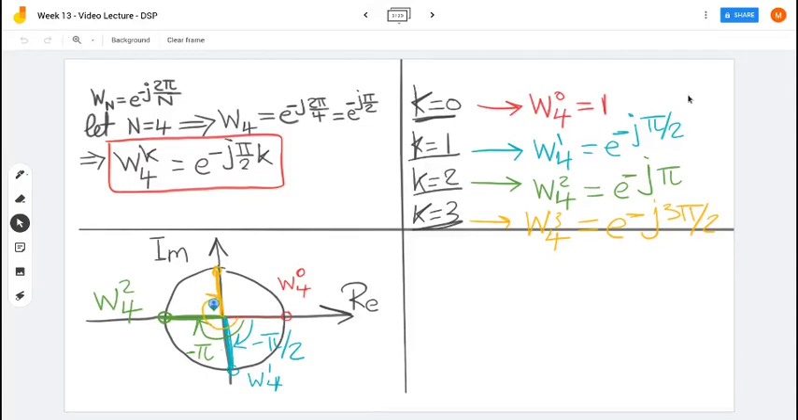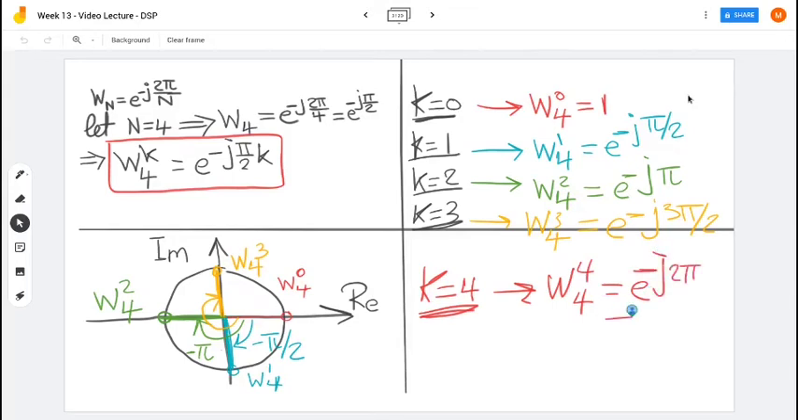And this would be W4 to the power 3. What about W4 to the power 4? What if we set k equal to 4? In this case, we will be having W4 to the power 4, which is e to the negative j 2 pi, which is 1. But 1 was W4 to the power 0. So as you can see over here, W4 to the power 0 is equal to W4 to the power 4.